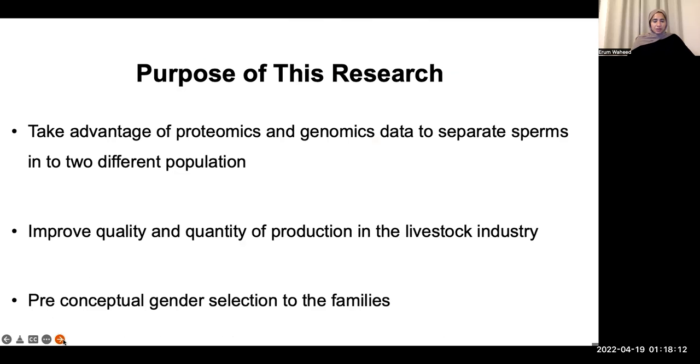Purpose of this research. This research takes advantage of proteomics and genomics data to separate sperms into two different populations. This improves the quality and quantity of production in the livestock industry and allows for preconceptual gender selection for families longing for a specific gender.